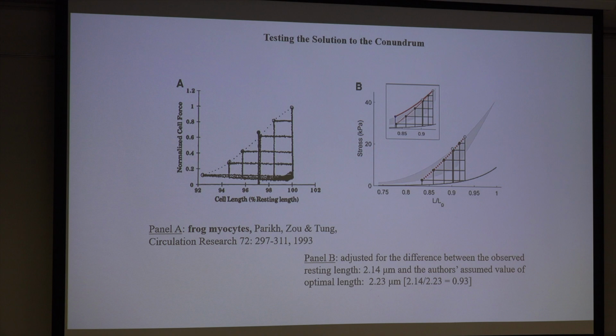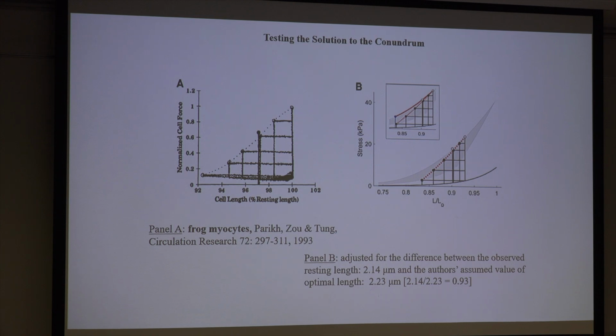But they very handily and very honestly said, we've measured the sarcomere length at what we're calling 100%, and it's only 2.14 micrometers. As a good many of you know, that's way off the maximum, which is taken to be 2.23 micrometers. Well, the ratio of 2.14 to 2.23 is 0.93, so let's replot this as being 0.93 relative muscle length here. And sure enough, we get the same thing.